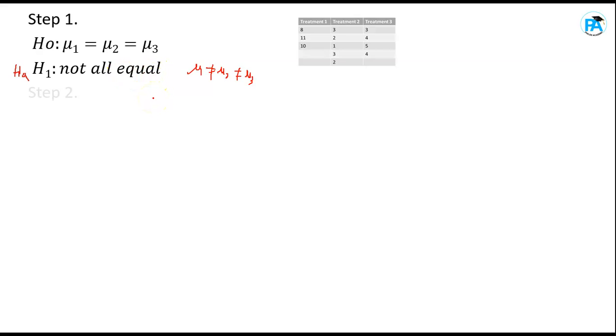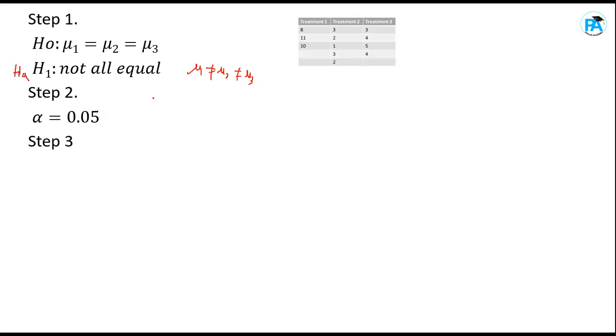Are you following? So step 2, you have to choose a level of significance. So you can choose a level of significance 5%, 1%, or wherever. Are you getting it? But this question has given us a significance level of 0.05. So you have to use what the question has given to you. So alpha is 0.05. Are you following?